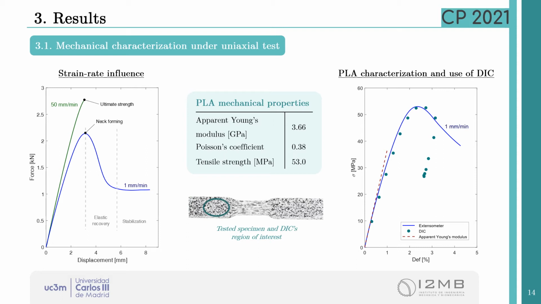The graphic on the right represents the stress-strain curve obtained by the extensometer, validating the good results of the digital image correlation that represents also the elastic recovery in the region of interest. The evolution of the deformation field analyzed by the digital image correlation allows us to obtain the Poisson's coefficient. The table in the middle includes the mechanical properties of the PLA obtained in these experimental tests.